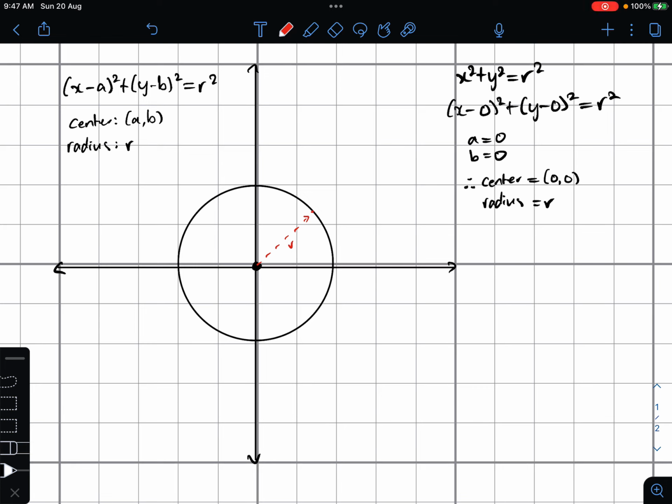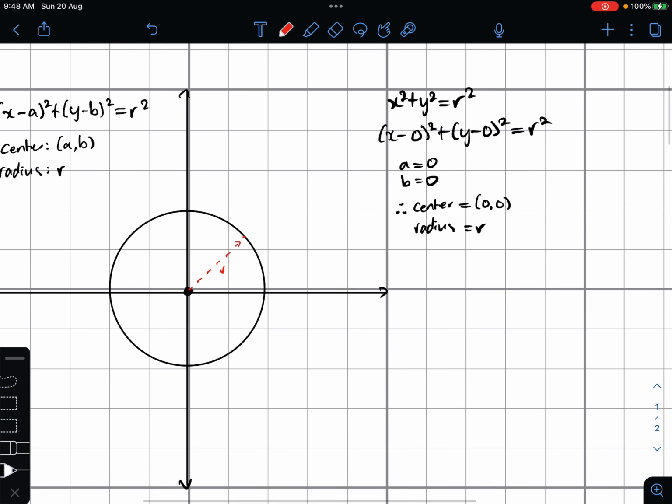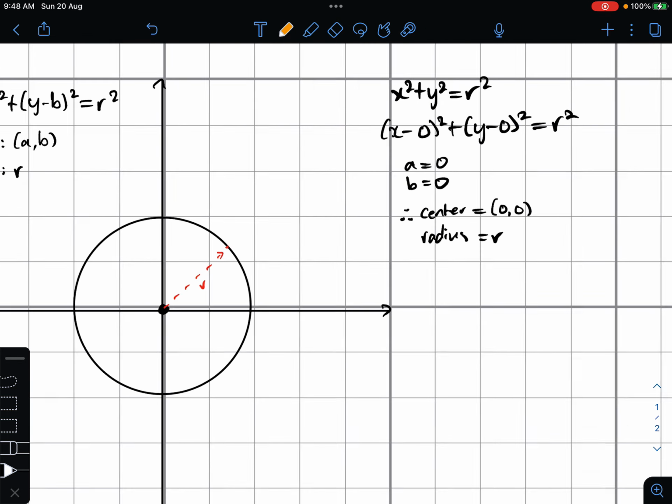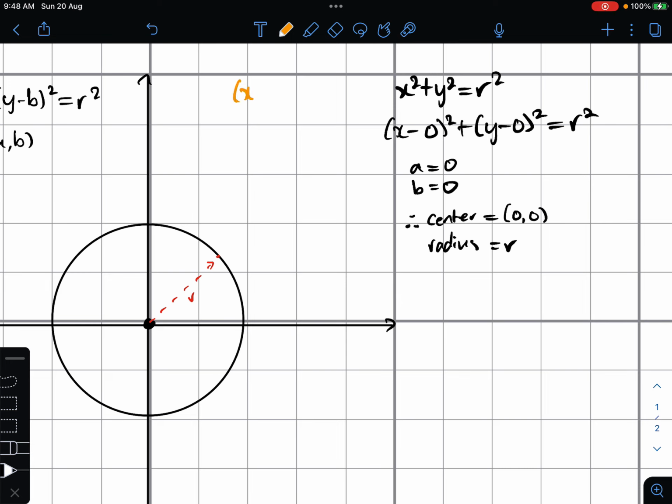Now, transformations of a circle come from either changing the center point, which we can do by changing a and b. So for example, if we had (x minus 1) squared plus (y minus 1) squared equals r squared, we would move this whole thing up by 1 and to the right by 1.